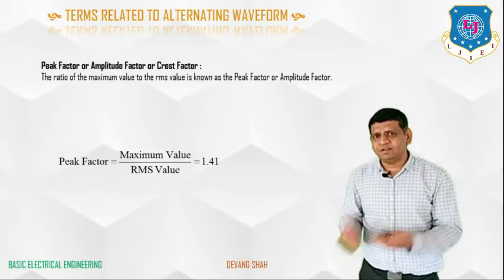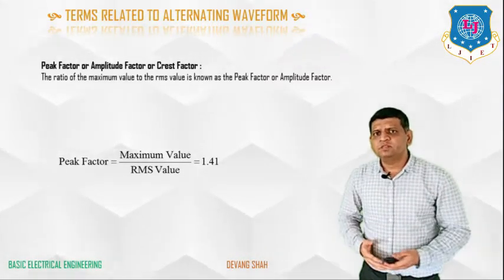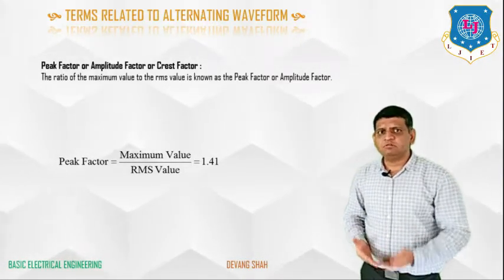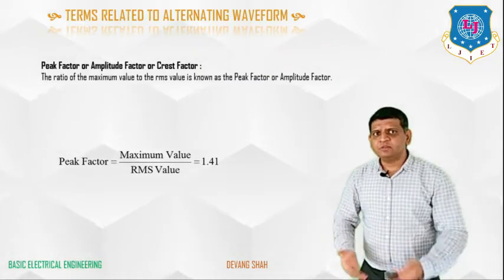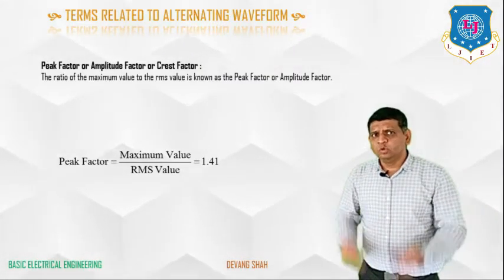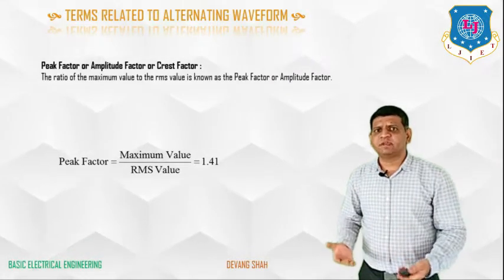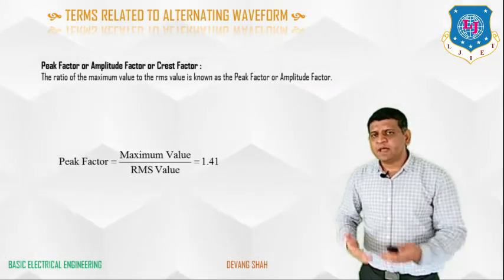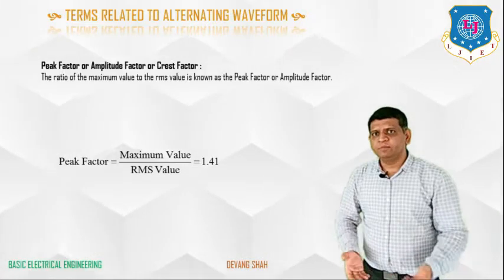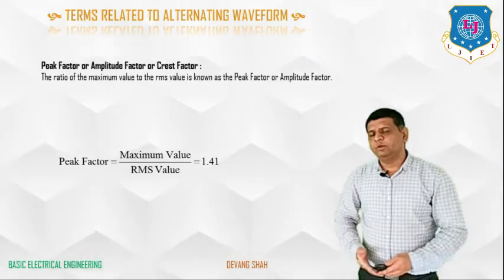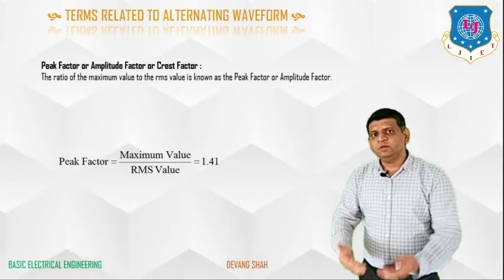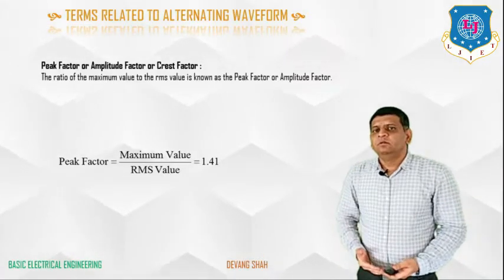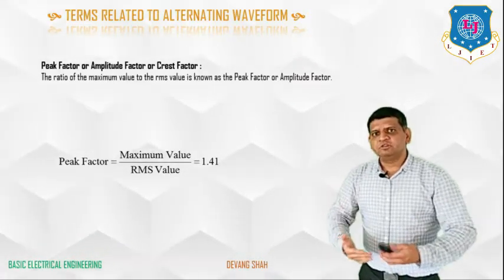From the average value and RMS value, my first judging parameter is the peak factor, also called the amplitude factor or crest factor. This is the ratio of the maximum value to the RMS value of the AC quantity. So the peak factor is equal to the maximum value Vm divided by the RMS value 0.707 into Vm. That is 1 by root 2 inverted, which is equal to 1.41. This is the typical value of the peak factor, 1.41, and it tells us the generation of the AC signal is efficient.